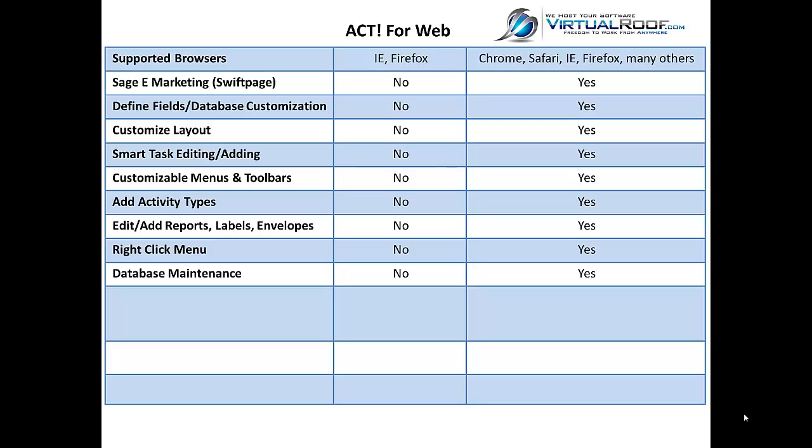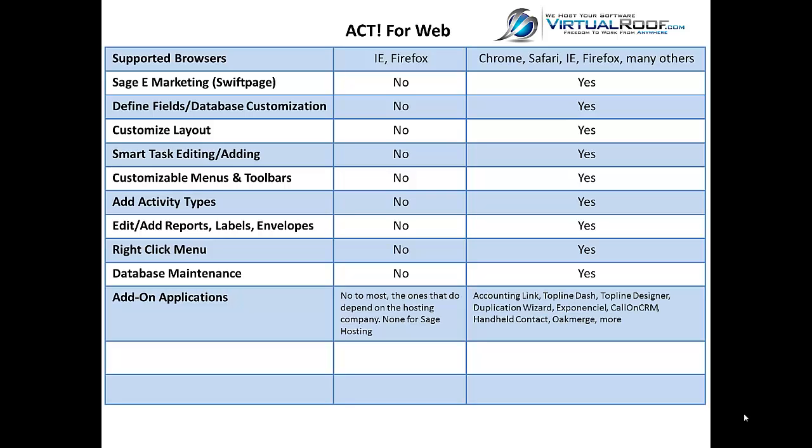database maintenance, add-on applications. You can host some of them with ACT for Web, but most of them don't work with ACT for Web, and it also depends on the hosting provider and their willingness to host those add-on applications. Sage Hosting, or what's now SwiftPage, will not host add-on applications for you. We host Accounting Links, Topline Dash, Topline Designer, Duplication Wizard, Exponential, Call on CRM, Handheld Contact, Oak Merge, and a number of other add-on applications, and we're willing to look at additional add-on applications that you might need hosted as well.